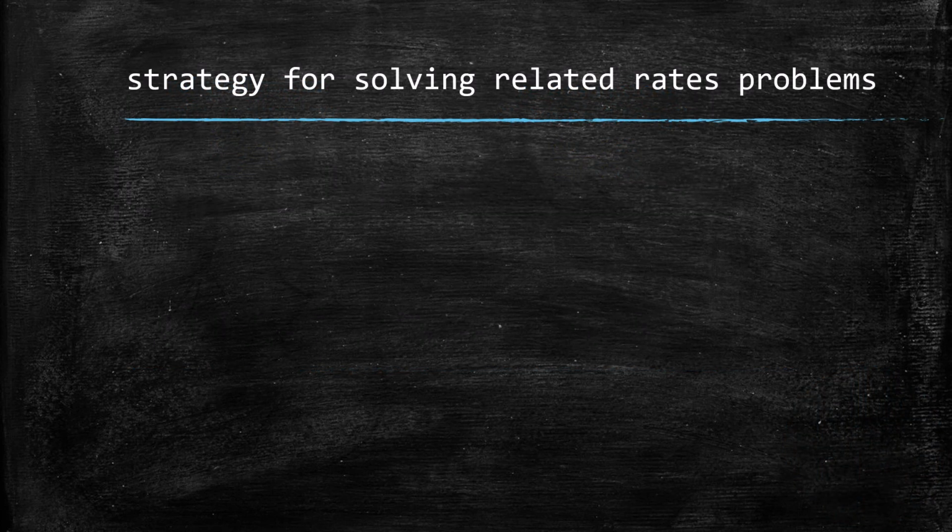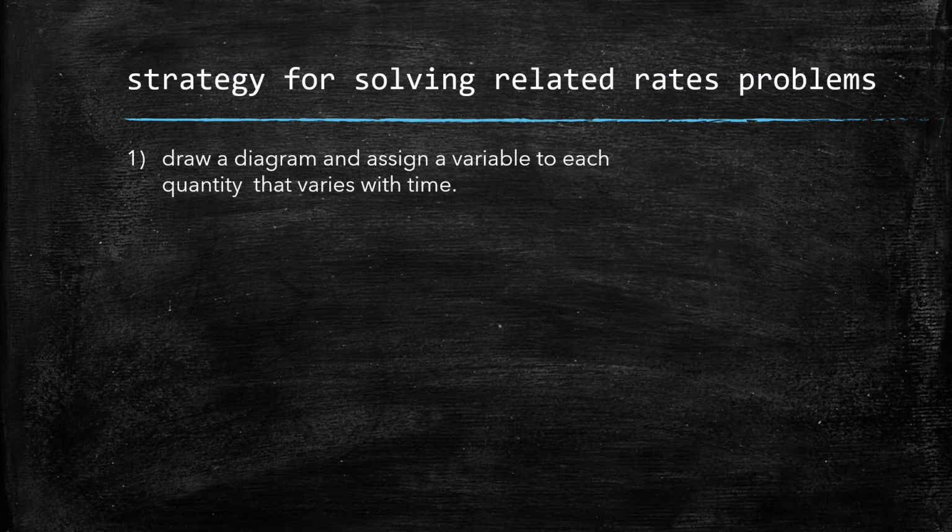So I'm going to briefly lay out the four-step strategy for solving related rates problems. If you want a little more detail or a little more depth, don't forget to check out the introductory video to related rates. So the first step is to draw a diagram and assign a variable to each quantity that varies with time, and label those variables in the diagram. It will be very helpful for step 3.